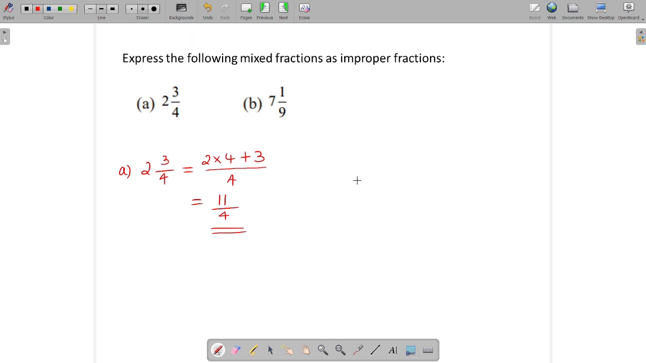Let us check the next one. That is B, 7 1/9. The same procedure, you multiply 7 and 9 and add 1, divided by the divisor 9. So 7 into 9 is 63, 63 plus 1, so 64/9. So the answer is 64/9. These are improper fractions.